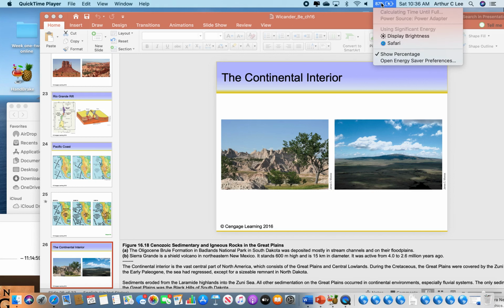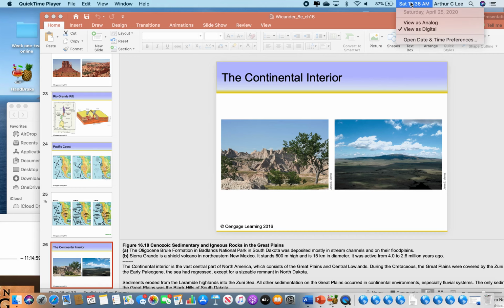This is the last week of class before final exams. Today is April the 25th, Saturday. So, to make a long story short, this week we are going to cover the Cenozoic era. The Cenozoic era began 65 million years ago.